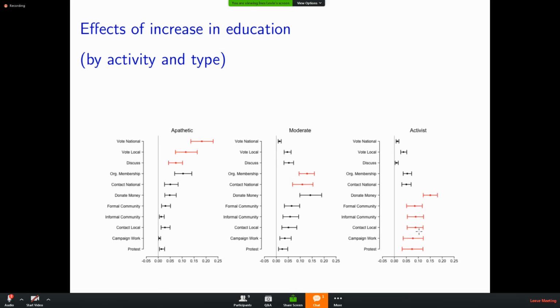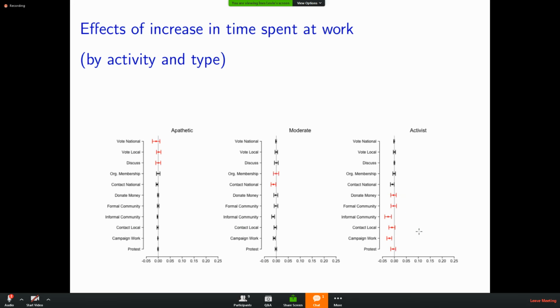So for these individuals, if you increase the level of educational attainment, for instance, the model will predict only small increases in the probability that the person will participate in these activities. Okay, and the opposite happens with the apathetic. So we can talk more about that during the Q&A session.